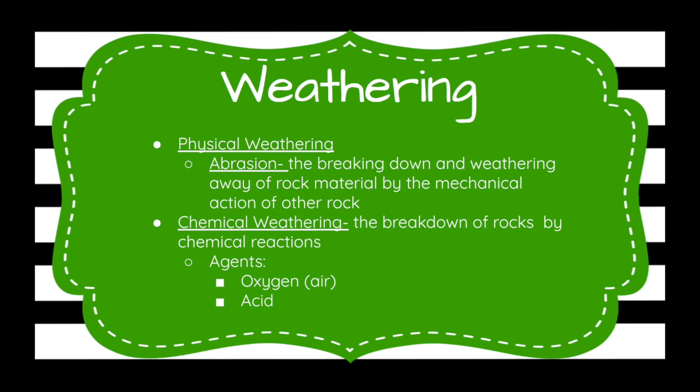Chemical weathering is the breakdown of rocks by chemical reactions. The agents of chemical weathering are oxygen or air and acid. A great example would be rust. When you leave your bike out and it gets rusty, it's been exposed to air and oxygen, and that can cause rusting, which is a form of chemical weathering.